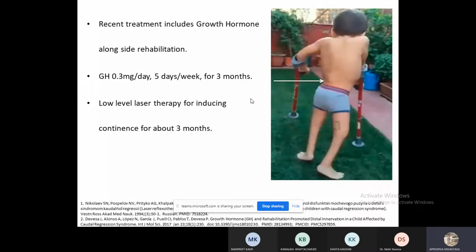Ma'am, in this article they haven't discussed the rehabilitation they provided to the child, but they have mentioned the growth hormone parameters and low level laser therapy, and they have also mentioned that rehabilitation starting from the first day after childbirth is beneficial for such children.